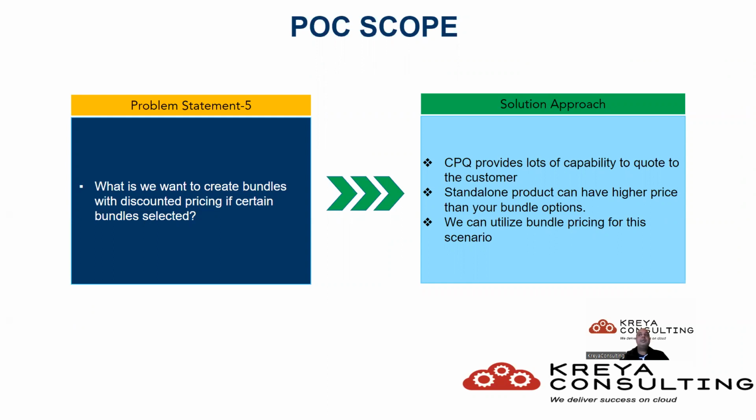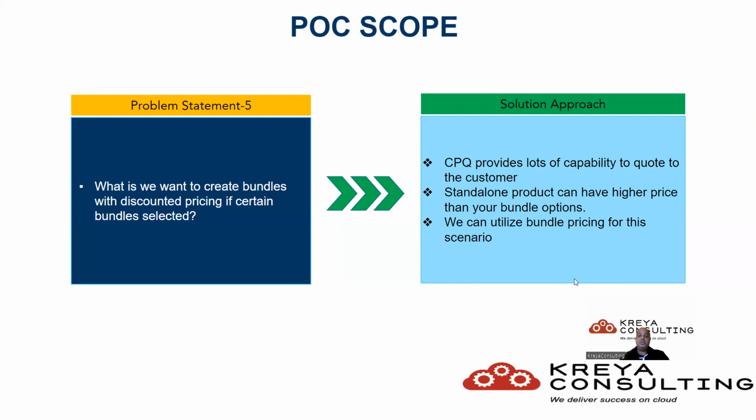Second scenario is I have my bundle. In that bundle, I have some standalone product also. If that standalone product is clubbed with that bundle, it should apply a different pricing. Or if I'm selling bundle A with another standalone, those could be two scenarios. So let me give you some more examples in detail.